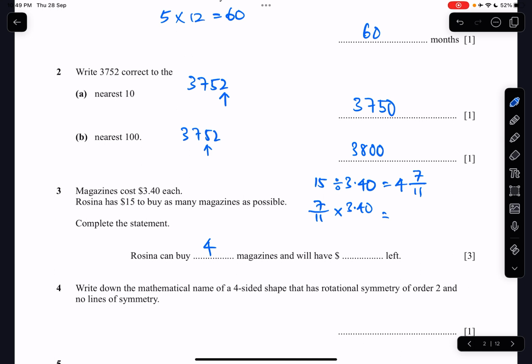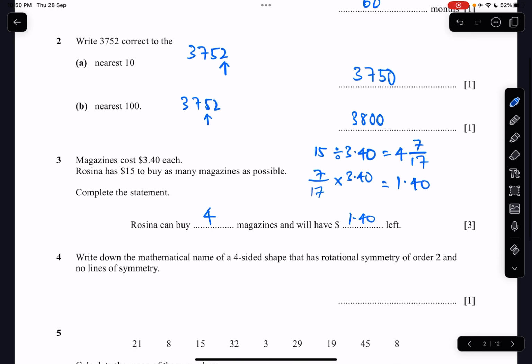Okay, wait, did I make a mistake here? 15 divided by 3.4. 7 over 17, sorry. So I made a mistake here. So this 7 over 17, so 7 divided by 17 times 3.4. Okay, so I'll have $1.40. Okay, good. I know that I made a mistake because when I take 7 over 11 times $3.40, I get a very long decimal. So I know that my answer is wrong.